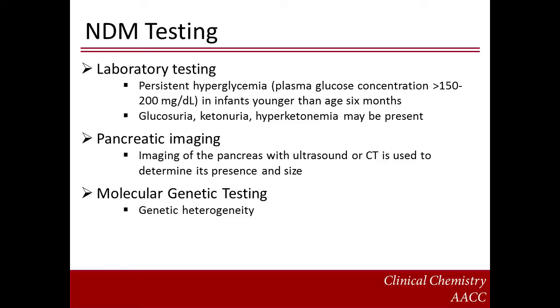The diagnosis of permanent neonatal diabetes is based on evidence of persistent hyperglycemia in infants younger than age 6 months. Other typical laboratory findings of diabetes mellitus, including glycosuria, ketonuria, or hyperketonemia, may also be present. Imaging of the pancreas with ultrasound or CT is used to determine its presence and size.